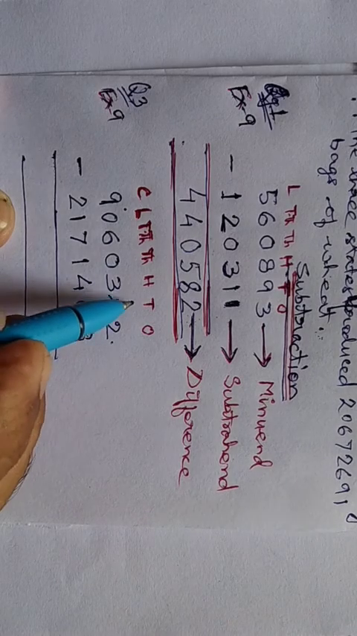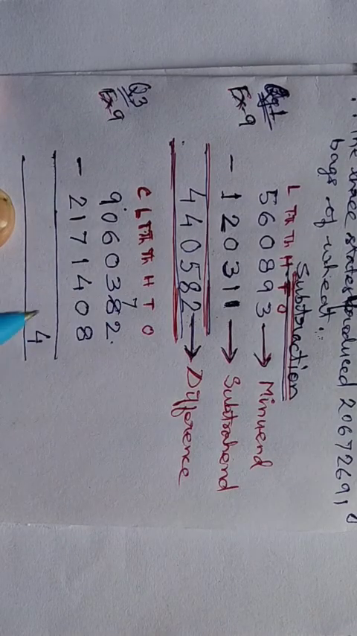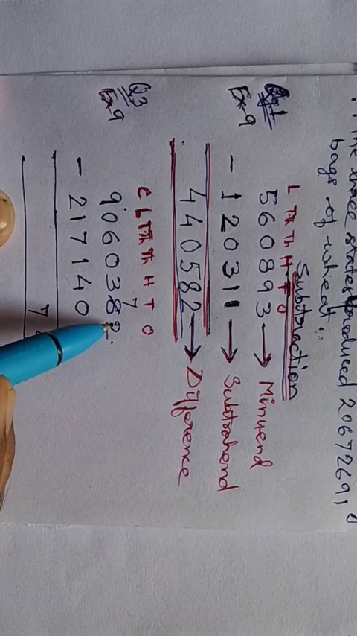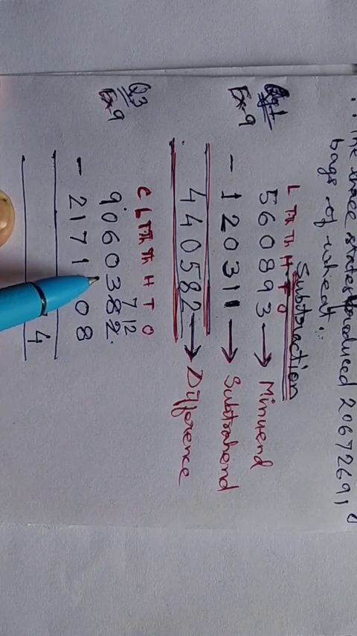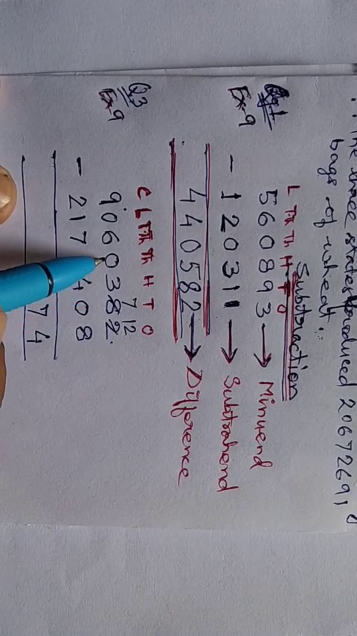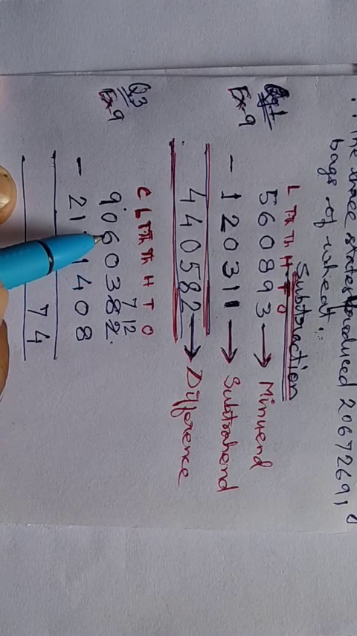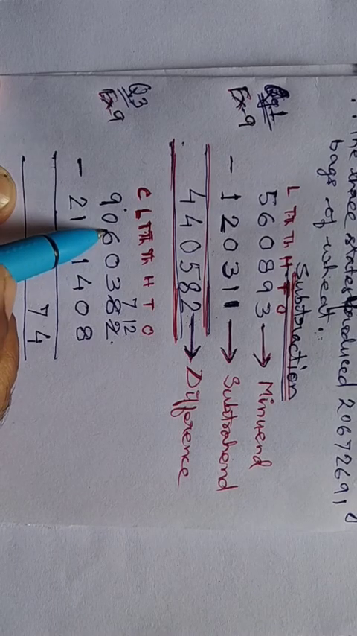Now, here it is 7, children. 7 minus 0, that is 7. And this will become 12 actually. Now again, children, you have to take a borrow from 0. You cannot take from 0. So take a borrow from 6.